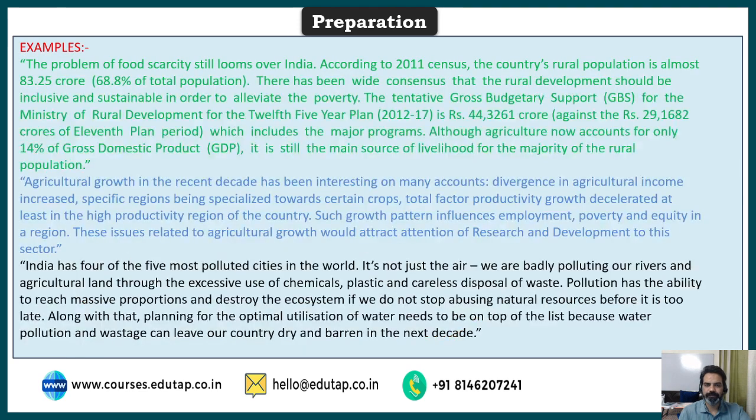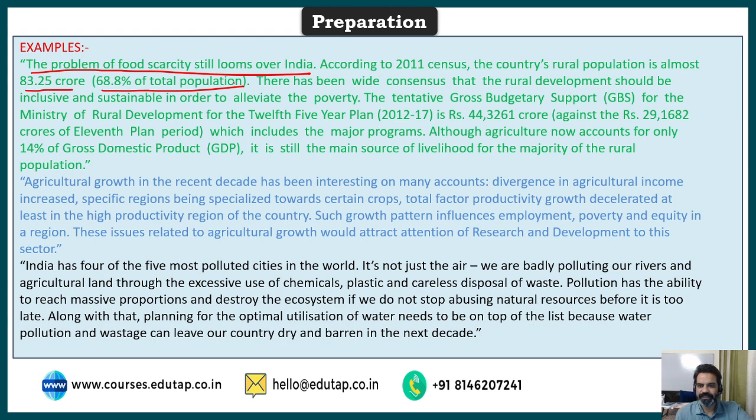So I'll give you an example of what looks good and what looks bad. See the first opening: the problem of food scarcity still looms over India. This was an opening statement. So every paragraph should be written in this way: the problem of food security looms over India. Then supporting detail: according to the 2011 census, the country's rural population is almost 83.25 crore, that is 68.8% of the population.